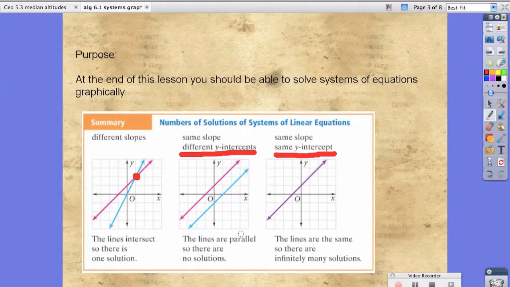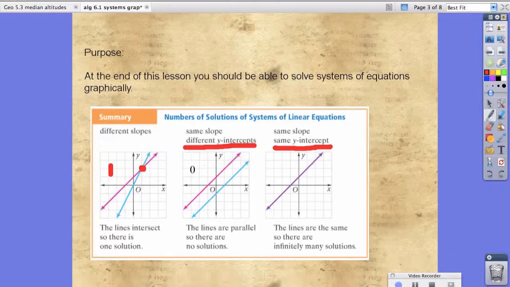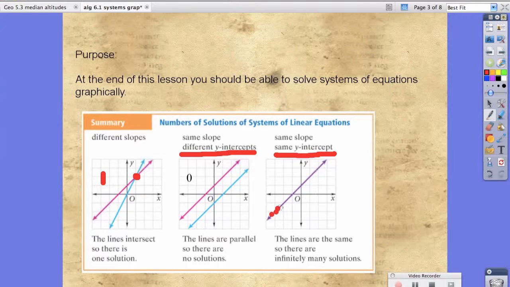So if we're basing the number of solutions on the number of times they touch, we can see on the first one they touch once, therefore there is one solution. On the second one they touched 0 times, which means there are 0 solutions. In this last case, they're touching in every single point, which means there are infinitely many solutions. Okay, so touching once means 1 solution, touching 0 times means 0 solutions, and touching at every single point means touching infinitely many times or infinitely many solutions. Now, the point of their intersection is where their solution lies.